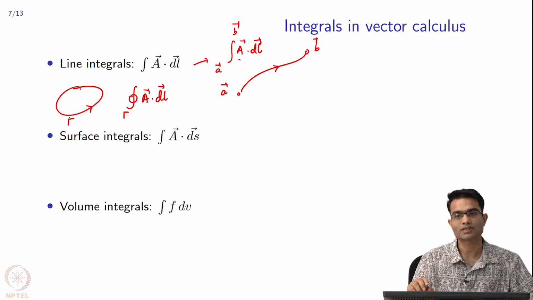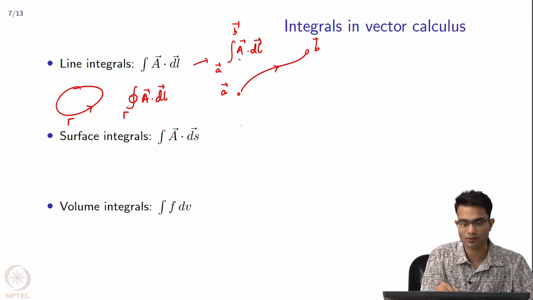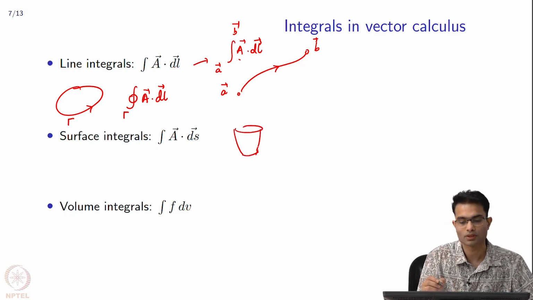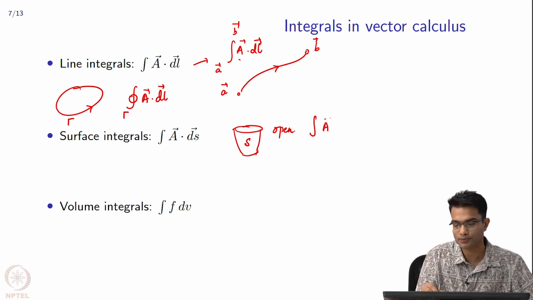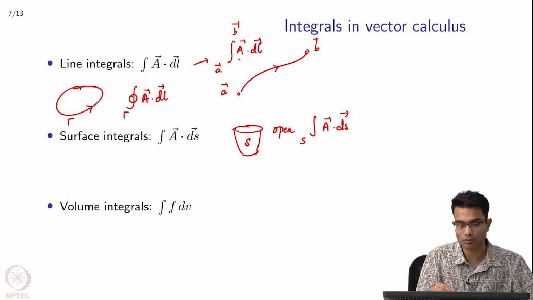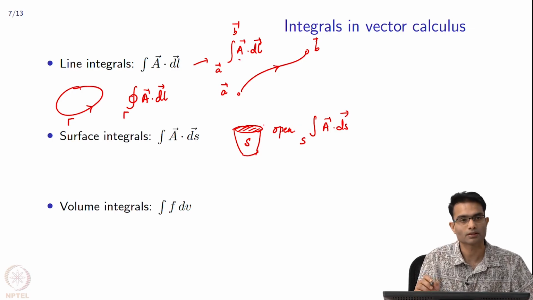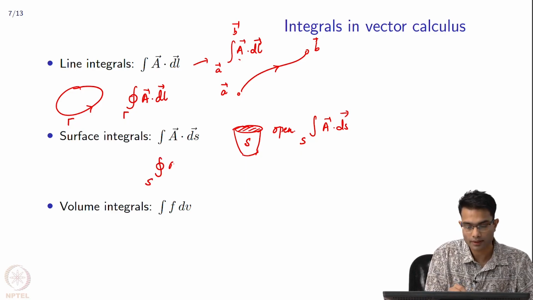Then come surface integrals. Now, how many kinds of surfaces do you expect? Very simply, open and closed surfaces. For example, if I take a cup or a saucer, the surface of the cup represents an open surface. Let us call this S. So, this integral can be of this form. Similarly, if I now close the lid, so it is a cup with a lid on top of it, it is now a closed surface, and that same integral is represented with the same symbol, and I write it as this.